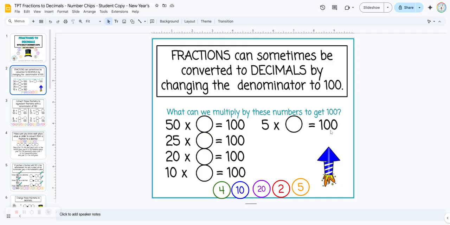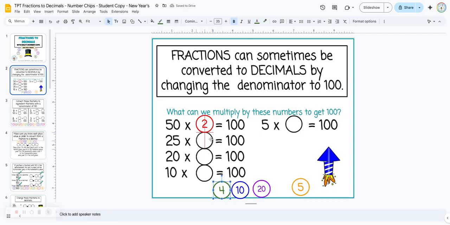And this will walk them into the next step, which is changing fractions into equivalent fractions with 100 in the denominator. So this slide is pretty easy. It gives them a little practice moving the number chips. So all they have to do to move these is to click and hold on the edge, and then they can move it into place.